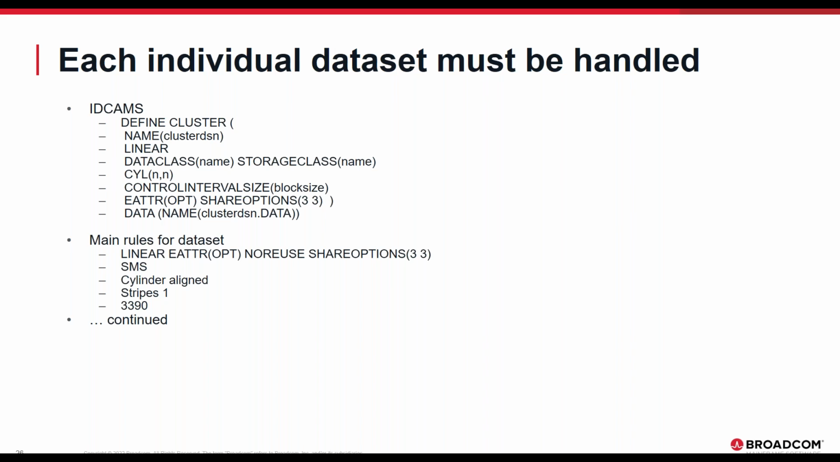So the big rules: it has to be linear, needs to be EATTR. The initial implementation was to have reuse, but now we have switched it to be no reuse. And then the share options 3,3. We do require SMS because we want to keep it much simpler. We want to keep everybody in the same simple strategy. Cylinder aligned, one stripe for now, and it has to be on the 3390.